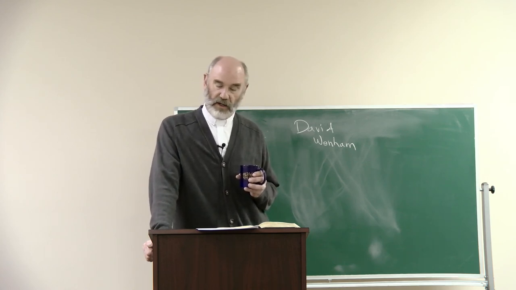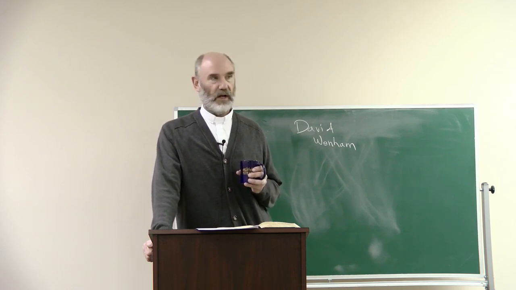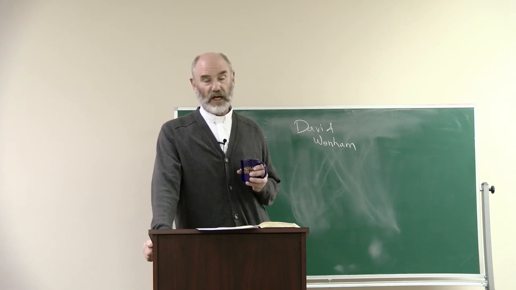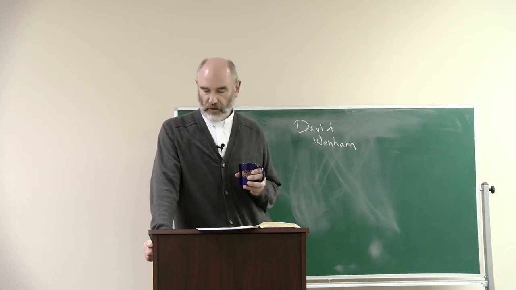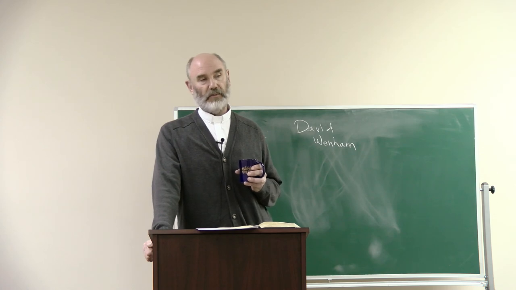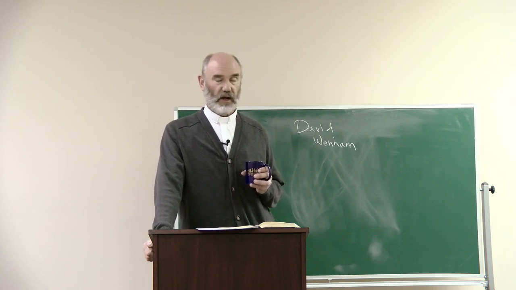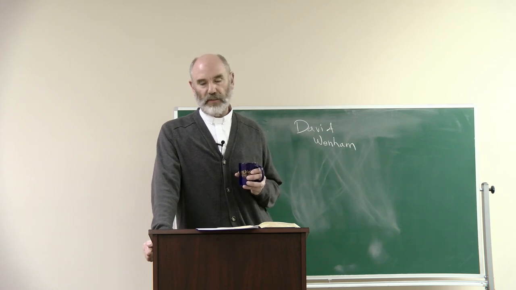My view is also that the canonical order of the Gospels is the order of composition. So Matthew was first, Mark wrote knowing Matthew's Gospel, Luke wrote knowing both, John wrote knowing the previous Gospels. But Wenham, in addition to talking about the synoptic problem, talks about the dating, and he works backwards from Acts. So the question he poses at the beginning is, why does Acts end where it does?